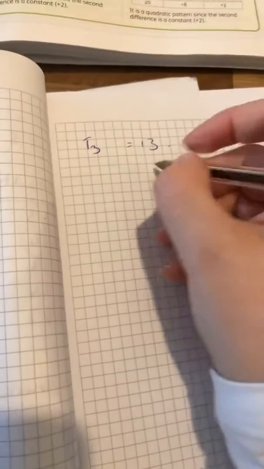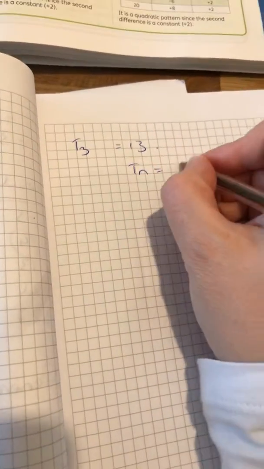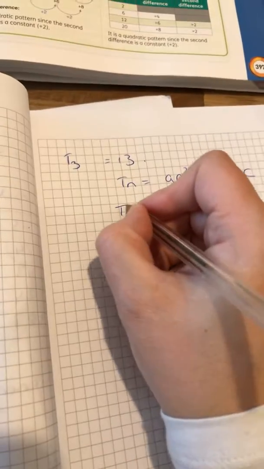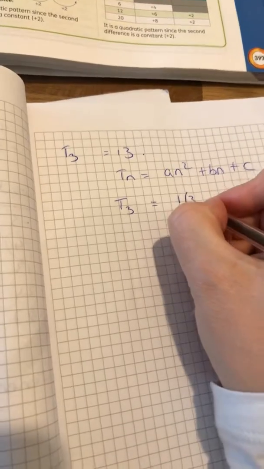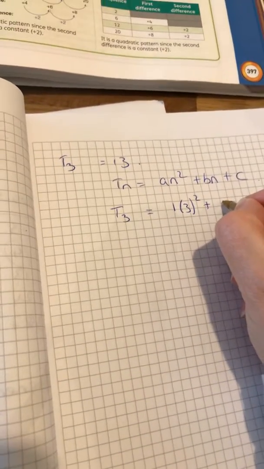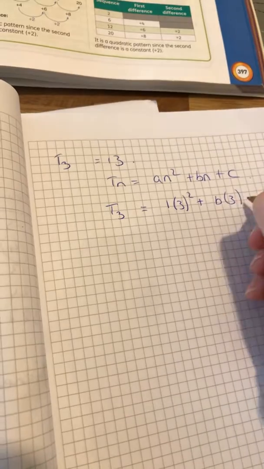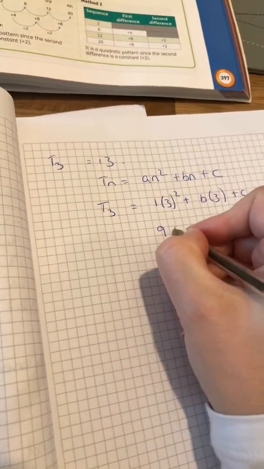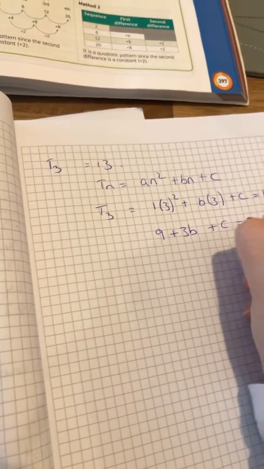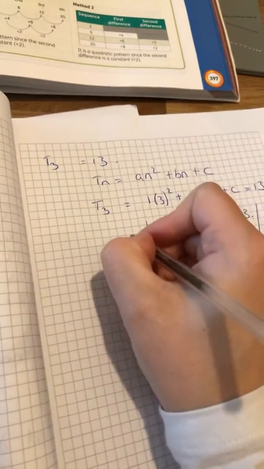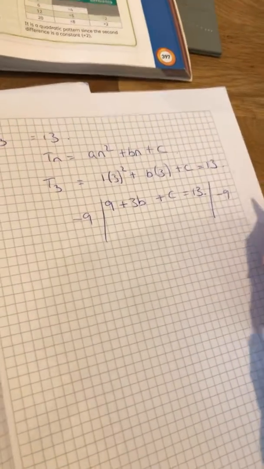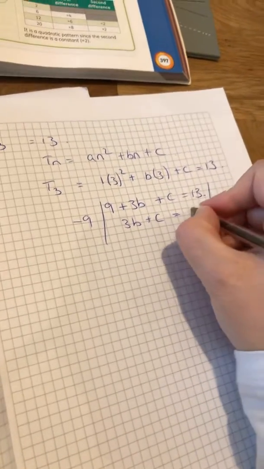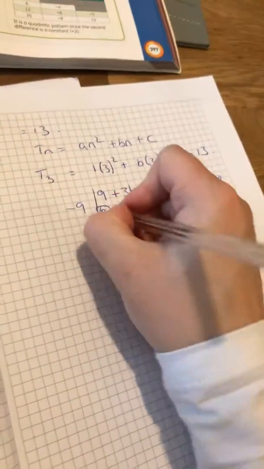So again, I'm subbing in now to this formula an squared plus bn plus c. For term 3, I've got 1 times 3 squared plus b times 3 plus c, and I know that the answer is equal to 13. So it's 9 plus 3b plus c is equal to 13, and I'm going to move the 9. Okay, so it's going to be 3b plus c is equal to 13 minus 9, which is 4. Okay, and this is my second formula.